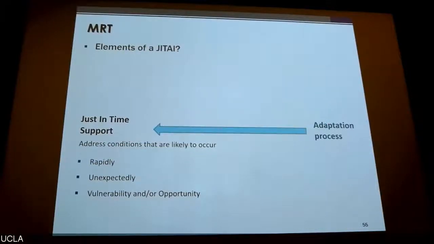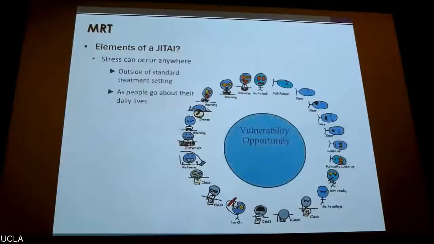But there's another twist to the adaptation in JEDIs compared to standard adaptive interventions. The twist relates to the fact that the conditions that we're trying to address typically occur in the person's natural environment, right? So think about stress, for example. Stress can happen anywhere. It can happen when I'm doing public speaking, and it can happen when my son decides to have a temper tantrum in the middle of a grocery store, right?